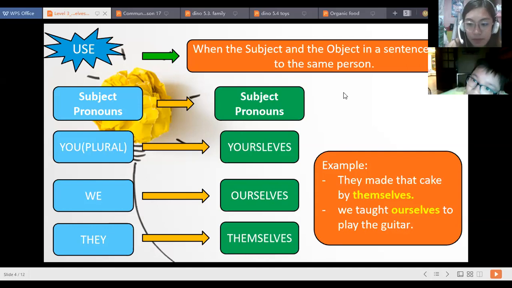They made that cake by themselves. We taught ourselves to play the guitar. Okay, so what are the reflexive pronouns there? In the example, can you see the example? What are the reflexive pronouns there? Themselves and ourselves. Very good. Okay, so next.